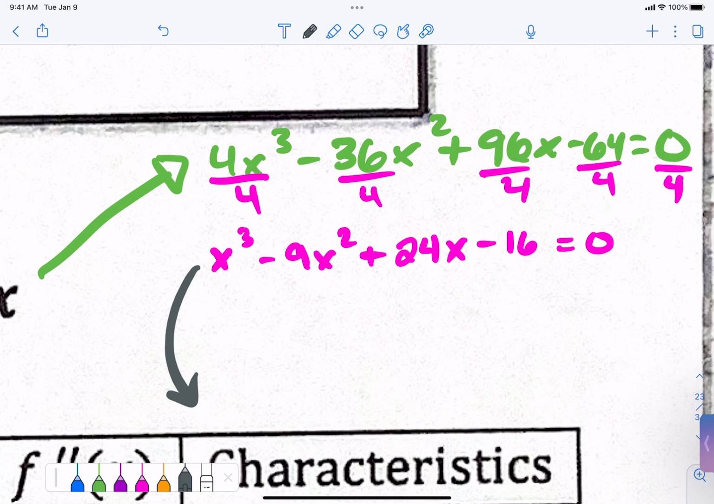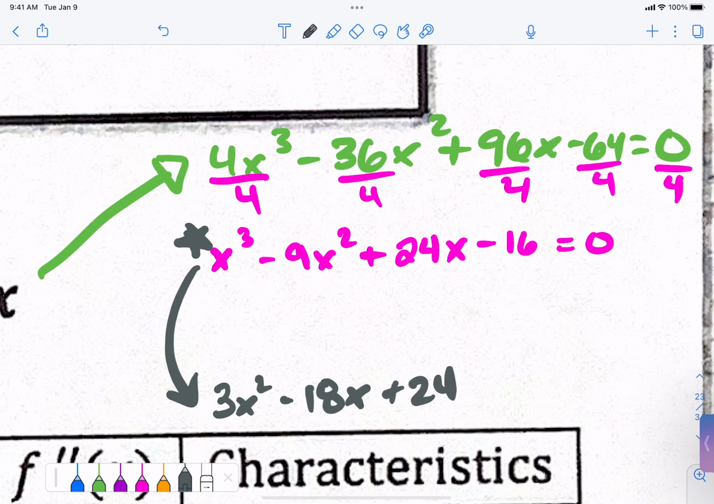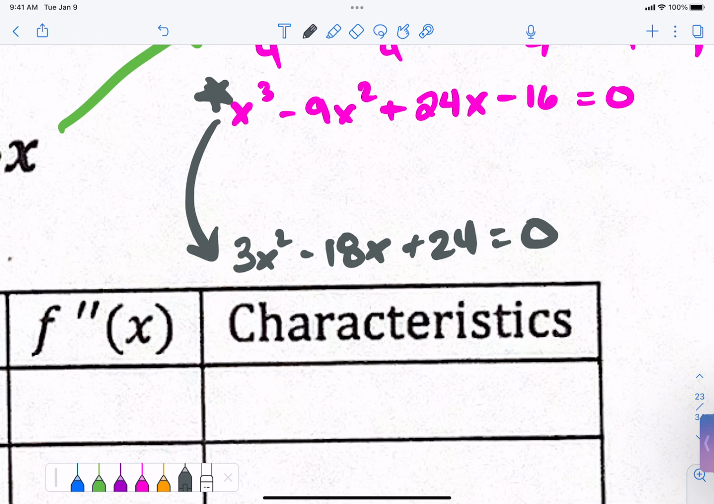12x squared minus... no, 3x squared minus 18x plus 24 equals 0. Okay, we'll do this one and then we'll come back to the first derivative and see what we get. If we divide by 3, we get x squared minus 6x plus 8 equals 0.